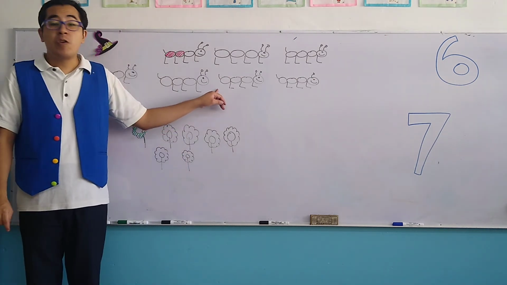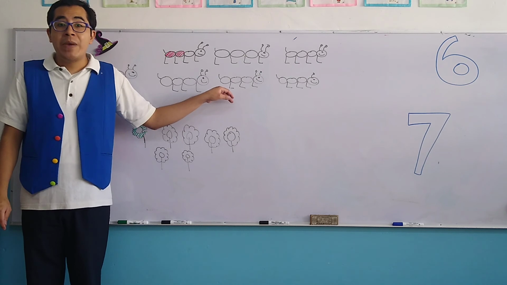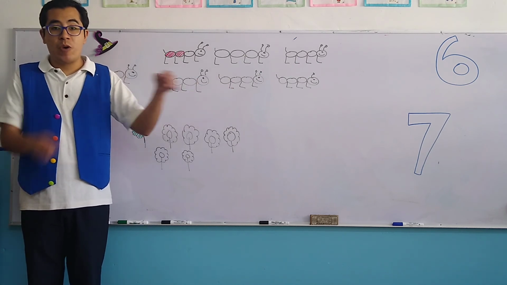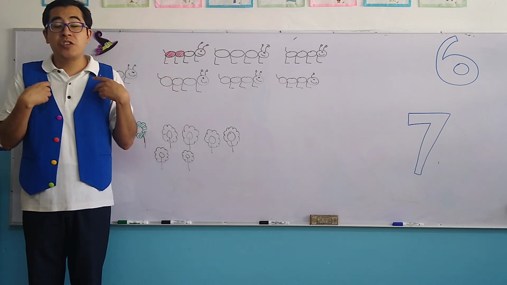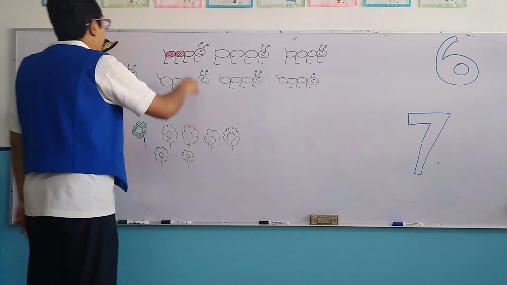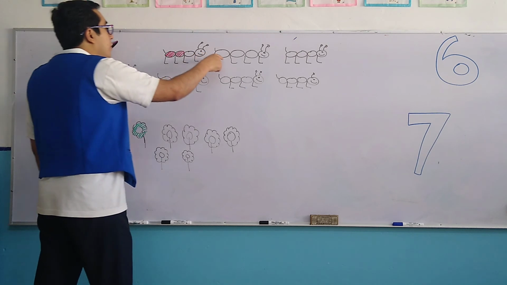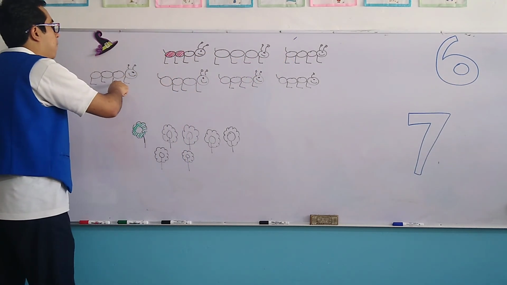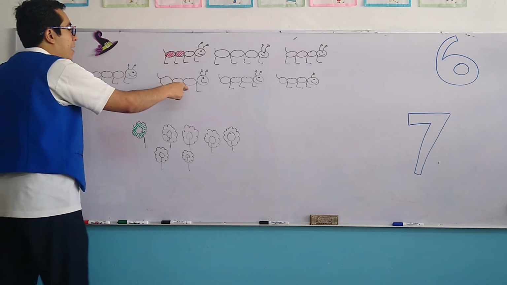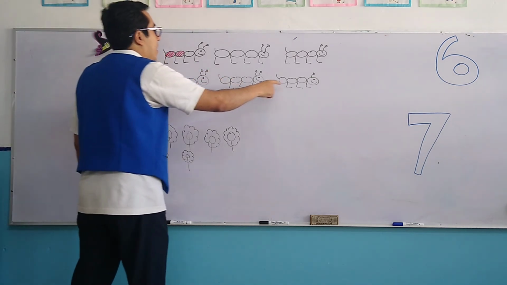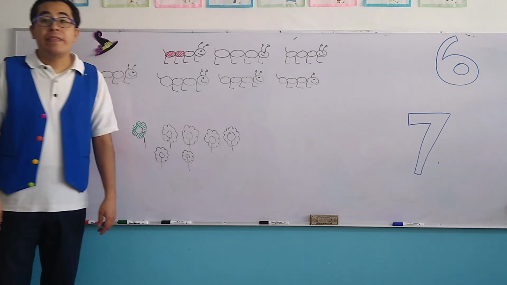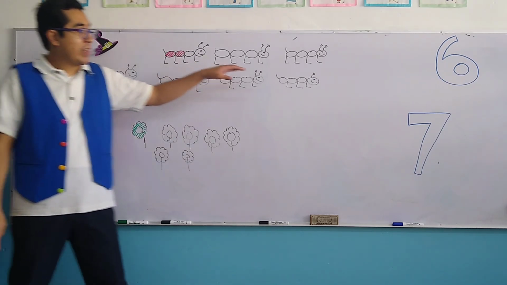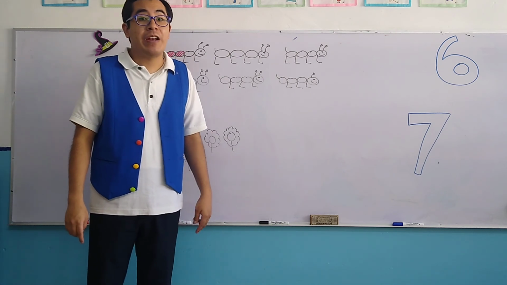Now, first of all, we have to count how many ants appear here on the whiteboard. For this, I require your help. You have to help the teacher count. Let's start. 1, 2, 3, 4, 5, 6, and 7. There are 7 ants. So these ants, we have to join it with the number 7, okay?